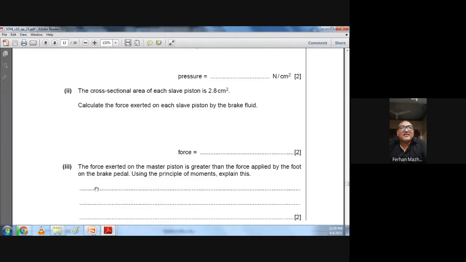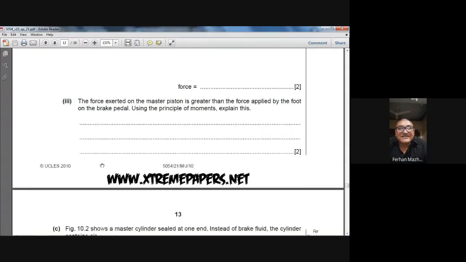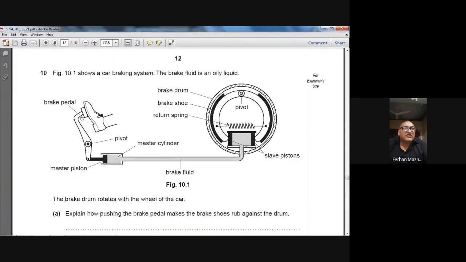Don't worry. The next question is: the force exerted on the master piston is greater than the force applied by the foot on the brake pedal. Using the principle of moments, explain this. You see, he's talking about this portion here. You press the brake pedal and apply the force here, and the master piston applies the force here. He says the force in the master piston is larger than the force you applied on the brake pedal. The reason is very simple.